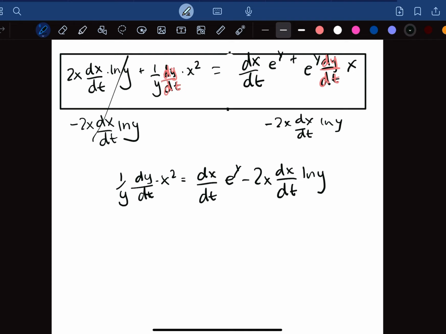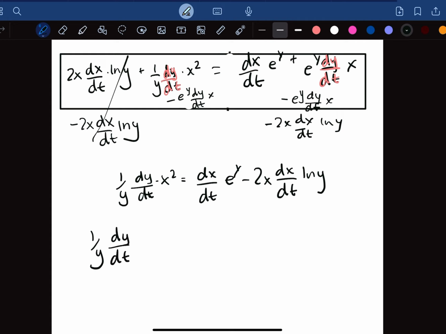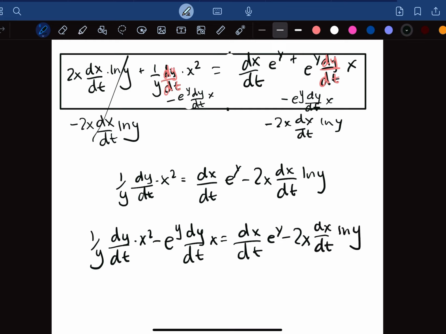And then we're going to subtract on this side the e to the y dy over dt times x. So now we're going to have 1 over y dy over dt times x squared minus e to the y dy over dt times x is equal to dx over dt e to the y minus 2x dx over dt times the natural log of y.